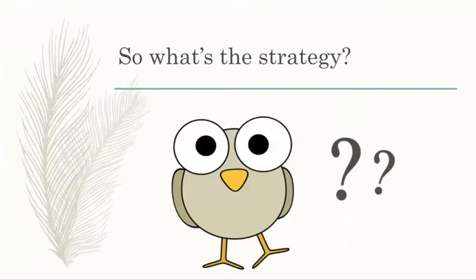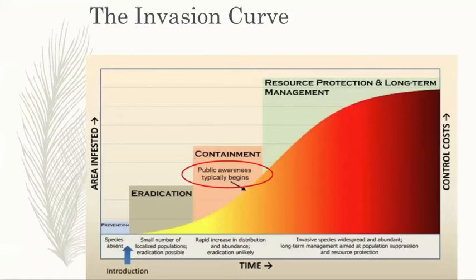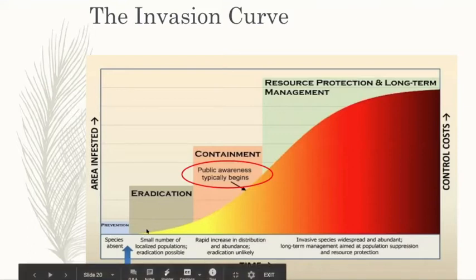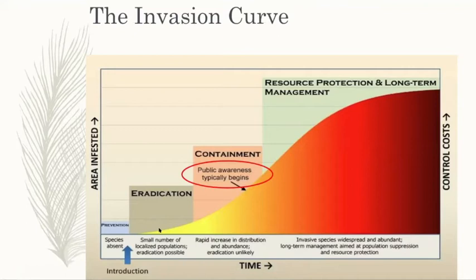So what's the strategy? How do we deal with them? This graph right here is what we call the invasion curve. Basically what it shows is the progression of an invasion. At the beginning, when a species has just been introduced, it's easy to eradicate it. Right at the yellow part of the graph, it's low in abundance, and you can eradicate a species like this without so much cost, monetary cost and cost of labor.